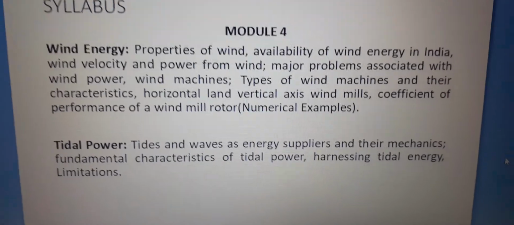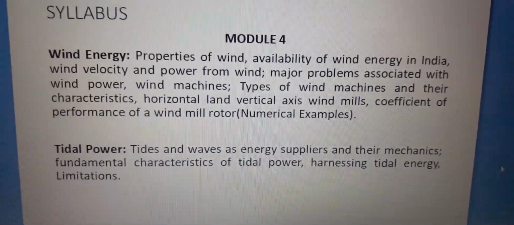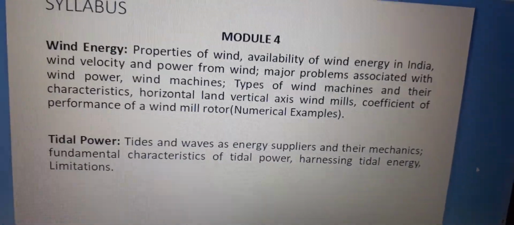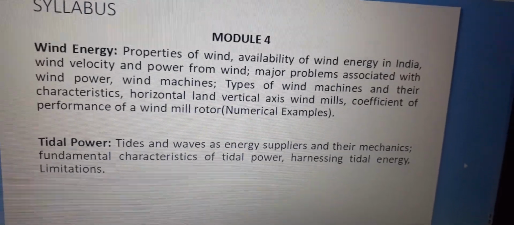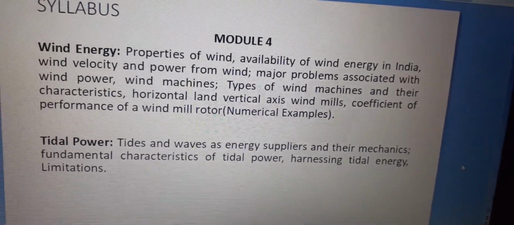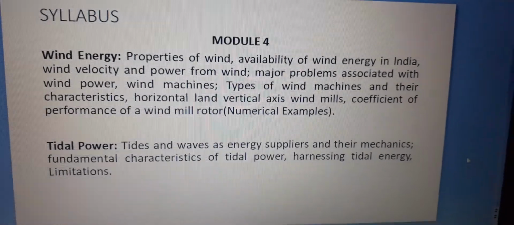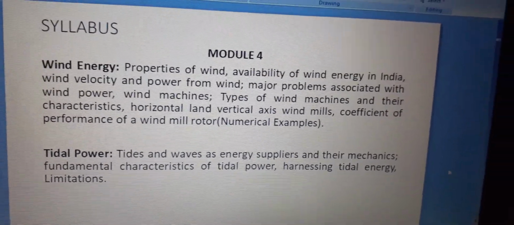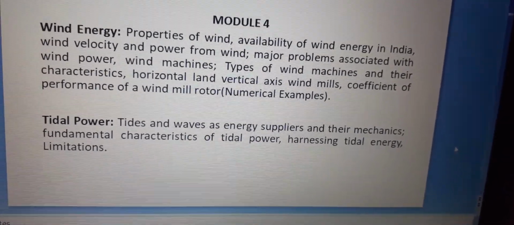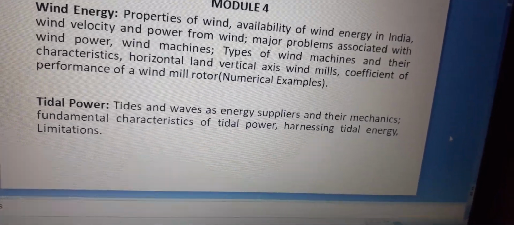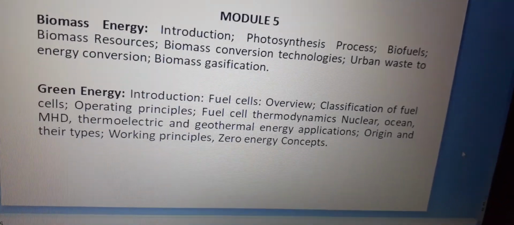In module 4 we'll be discussing wind energy, properties of wind, availability of wind energy in India, wind velocity, power from wind, major problems associated with wind power, wind machines, types of wind machines and their characteristics, horizontal and vertical axis windmills, coefficient of performance of windmill rotor, and we'll be solving numerical examples. Part 2 of the fourth module is tidal power: tides and waves as energy suppliers, and the mechanics, fundamentals and characteristics, and all limitations.